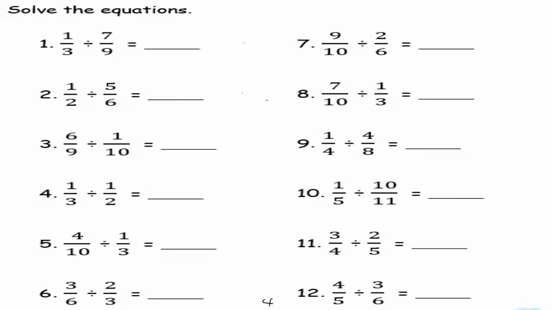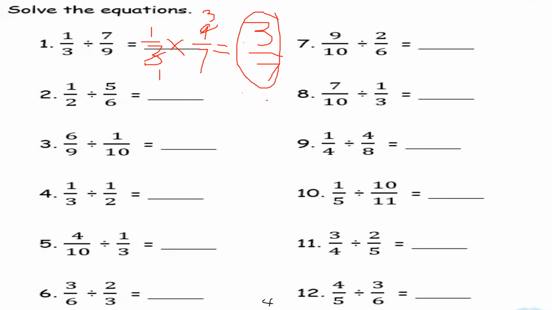Next. Okay, so let's solve for this and see what number we can do. Let's practice. So we copy the first, change the operation, flip the second, that's 9 over 7. Then find the GCF of 3 and 9 using cross product. So the GCF is 3. So 3 divided by 3 is 1, 9 divided by 3 is 3. So 1 times 3 is 3, 1 times 7 is 7.